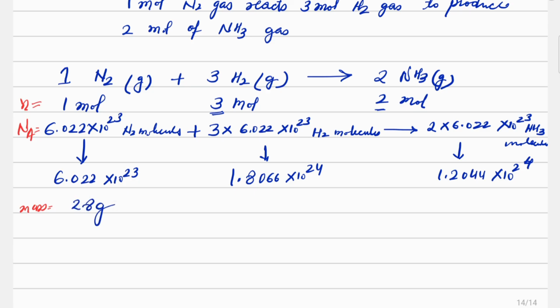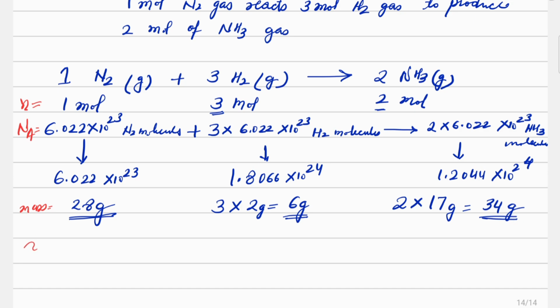28 grams. Over here it is 3 into hydrogen, there are 2 hydrogen, 2 gram, which is equal to 6 gram. And this becomes 2 into 17 gram, which is equal to 34 gram. So this gives us an idea that if we have been asked about masses, then 28 gram of nitrogen combined with 6 gram of hydrogen to give 34 gram of ammonia.